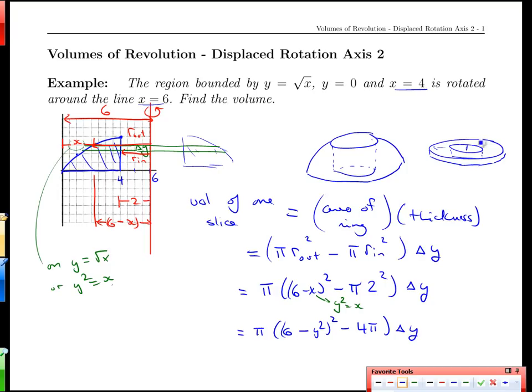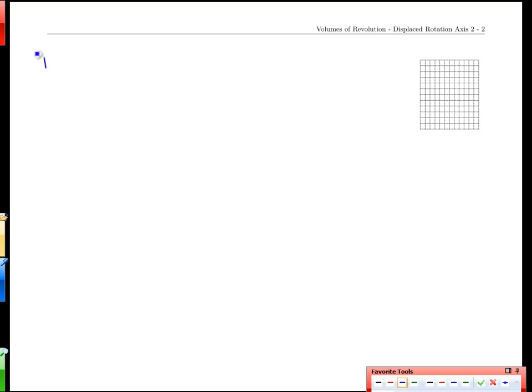Now, with the volume of each slice in hand, we can create our integral that'll compute the total volume of this entire shape simply by adding up those slices, the volume of those slices, to get the total volume. Our total volume will be the integral of what we had on the last page, which was pi times (6 minus y squared) squared minus pi times 2 squared, which was 4, and all of that times dy.